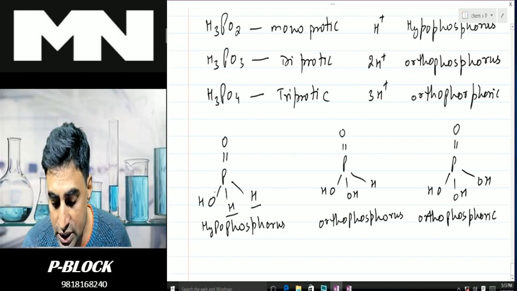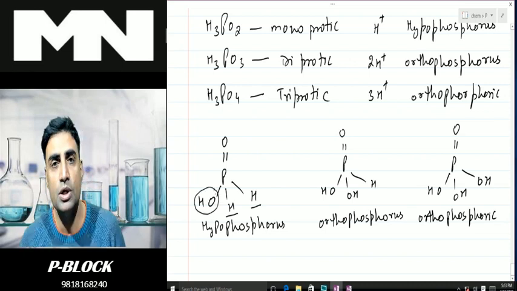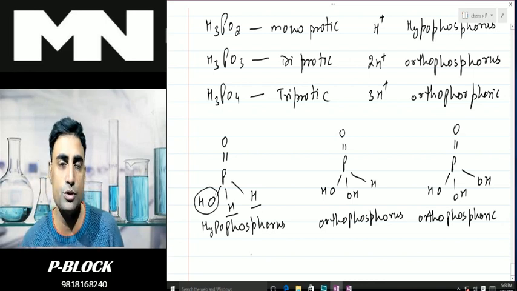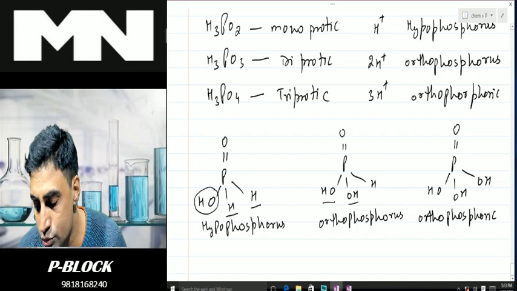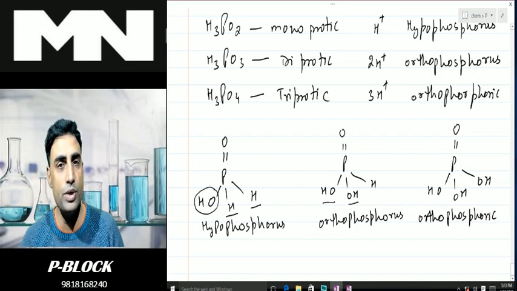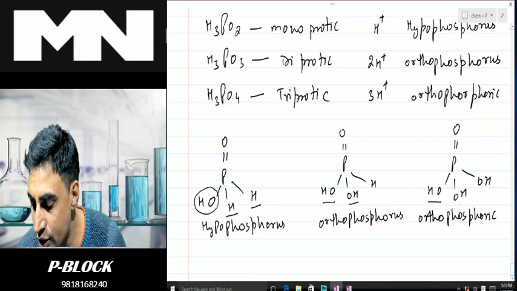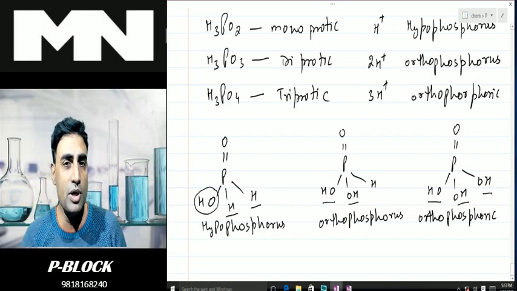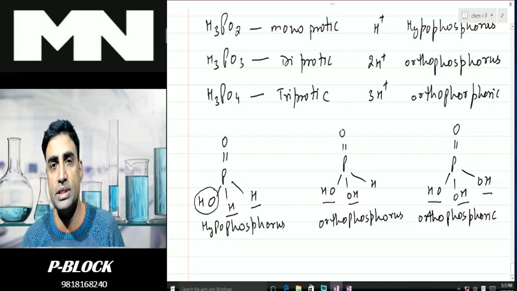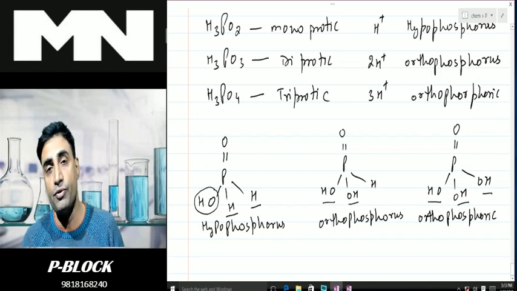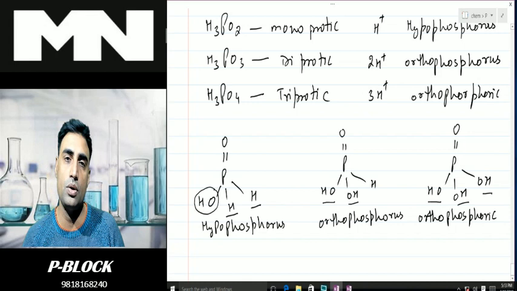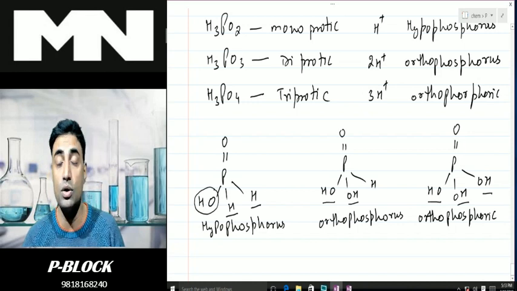So in the first compound, you will see how many OH groups you have got, only one. So in this, oxygen will withdraw electrons and donate one H positive ion. That's why hypophosphorus acid is monoprotic. In the second one, that is orthophosphorus, you will see two OH groups. So it is diprotic. It will donate 2 H positive ions. In the third one, you will see 3 OH groups. So it is triprotic. So the number of H positive ions donated by an oxoacid is equal to the number of OH groups it has got. Hypophosphorus has only one OH group, so it is monoprotic; orthophosphorus has two, so it is diprotic; and orthophosphoric has 3, so it is triprotic.